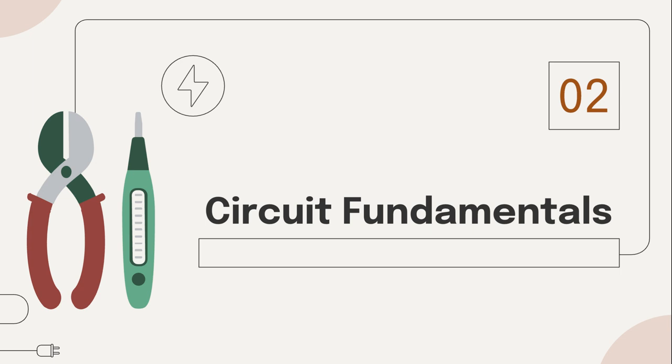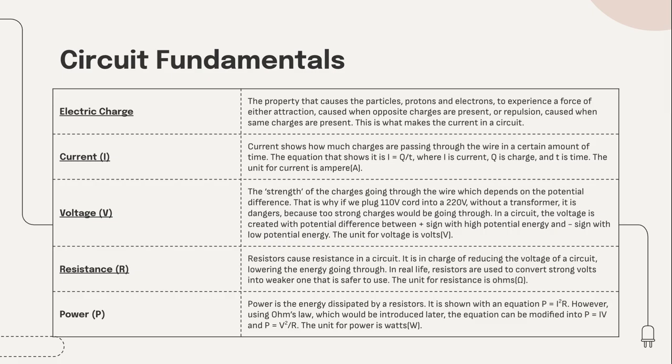Next is about circuit fundamentals. There are a total of 5 concepts that are needed to understand circuits. First is the electric charge. Electric charge is the property that causes the particles, protons and electrons, to experience a force of either attraction, caused when opposite charges are present, or repulsion, caused when same charges are present.